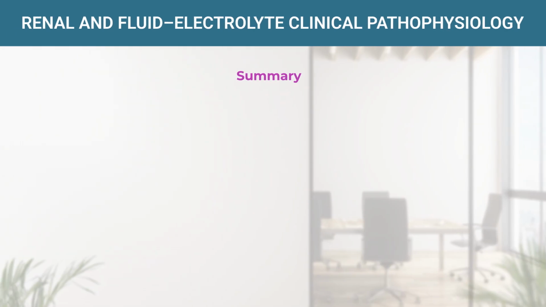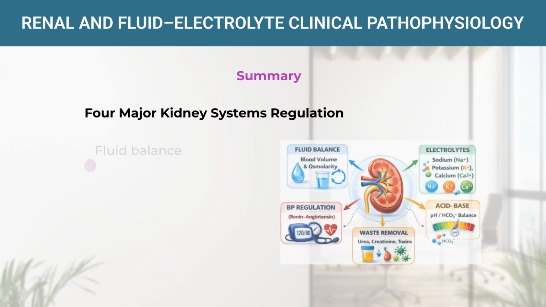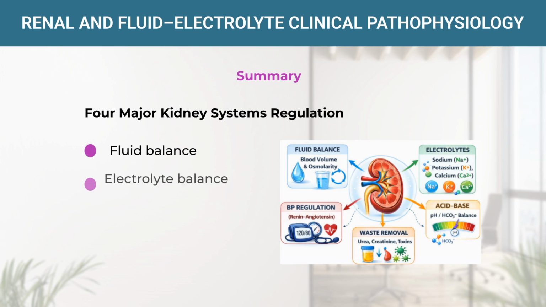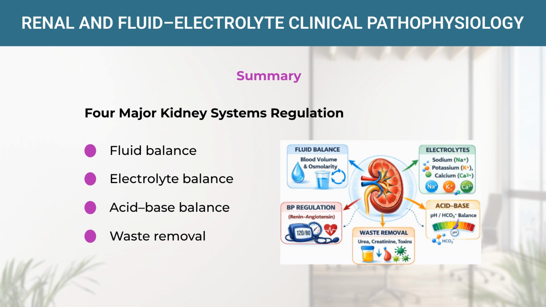In summary, we talked about the four major kidney system regulations. These regulations include fluid balance, electrolyte balance, acid-base balance, and waste removal.